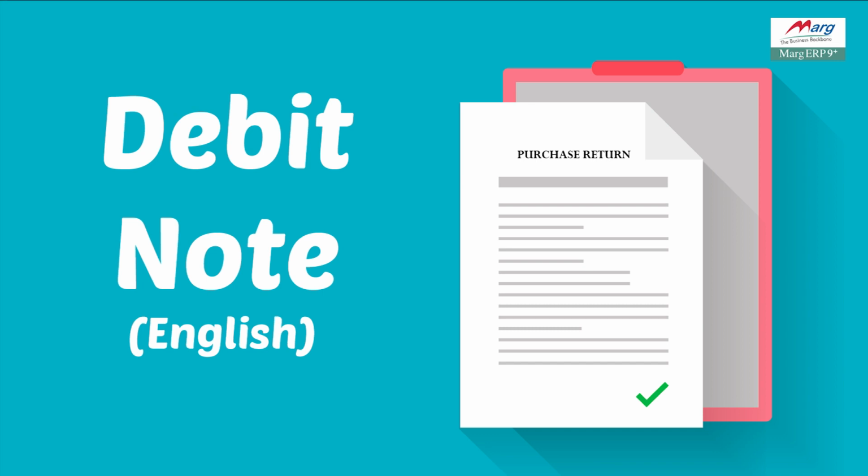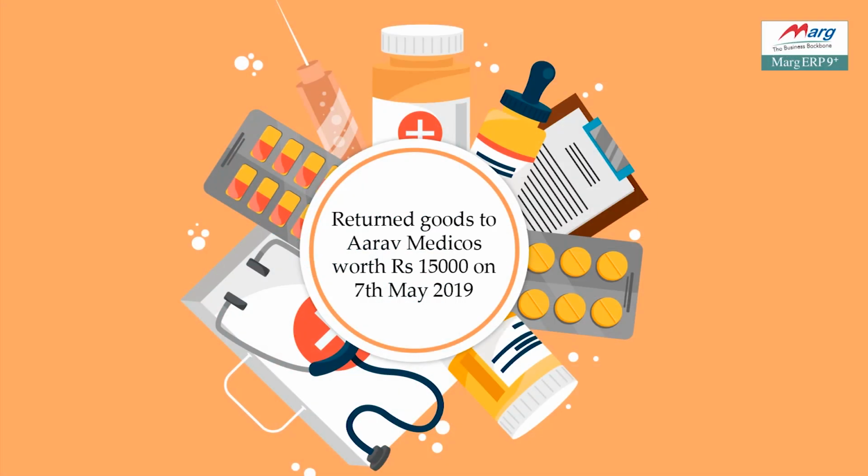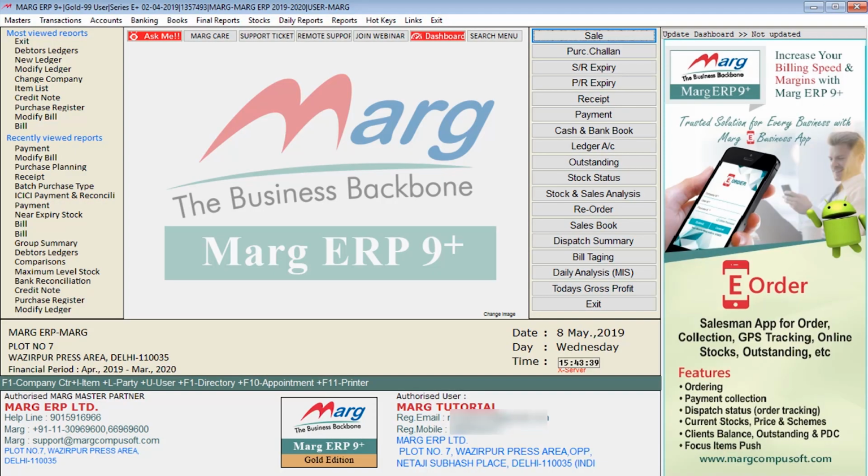Hello friends and welcome to Marg ERP tutorial, in which today we will learn how to do purchase return transaction. Basically, this is a voucher type which is raised for the party or customer. For example, goods of rupees 15,000 have been returned to RF Medicos on 7th May 2019. So, now let's see how we can create the voucher by following this example in the software.